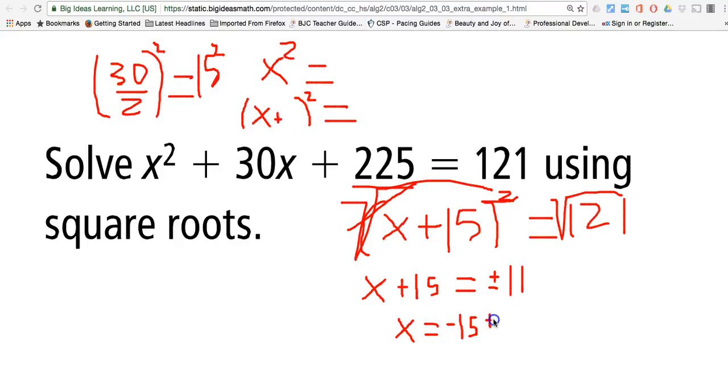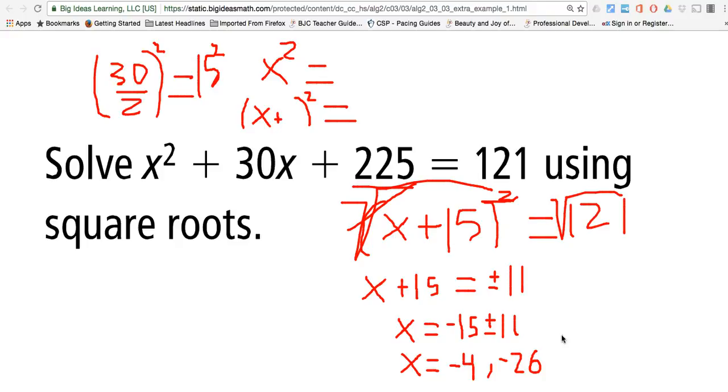Now, you're going to get two different answers for this. You're going to get both a positive and a negative. What I mean is you're going to get negative 15 plus 11 and negative 15 minus 11. So in this case, we're going to get x equals negative 15 plus 11 is negative 4, and negative 15 minus 11 is negative 26. So those are going to be your two answers.